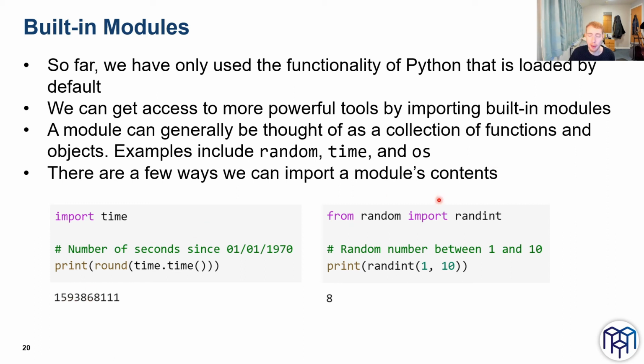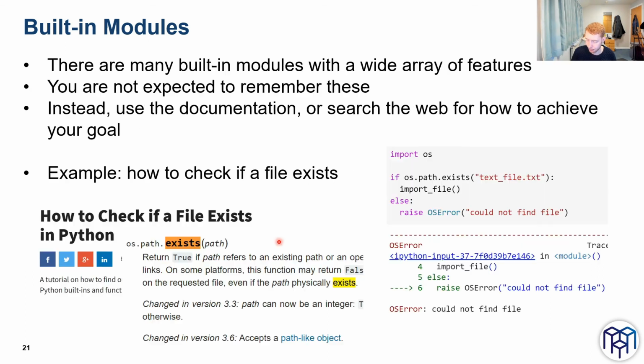So another thing we can do is import a specific function from a module. And to do that, we use from module name, in this case the random module, import a certain function. So here, import the randint function. And we can use randint with the inputs 1 and 10. That gives us a random integer between 1 and 10. In this case, it was the number 8.